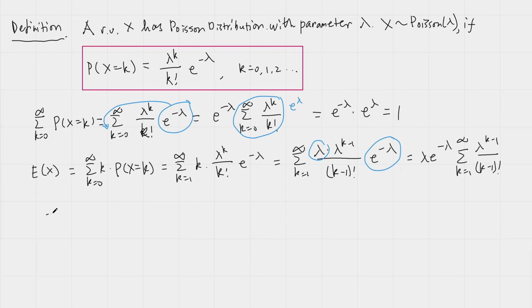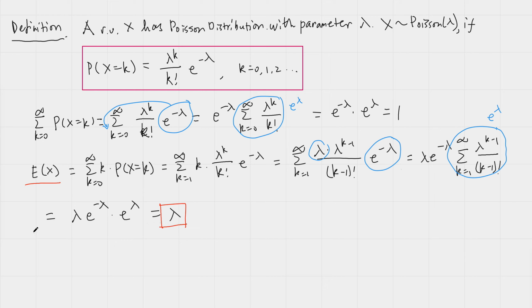And now this summation here is the expansion of e to the lambda, right? So this whole thing is equal to lambda times e to the negative lambda times e to the lambda. So this is equal to lambda. Now we just proved that the expected value of X is equal to lambda.